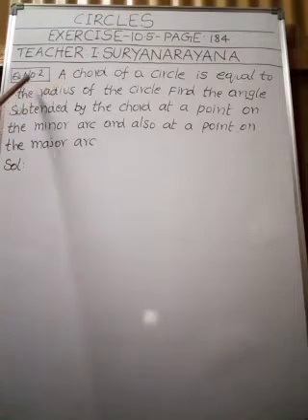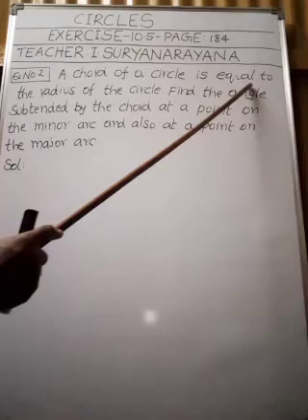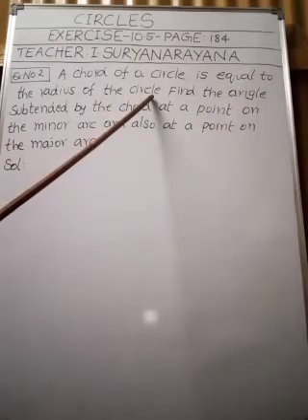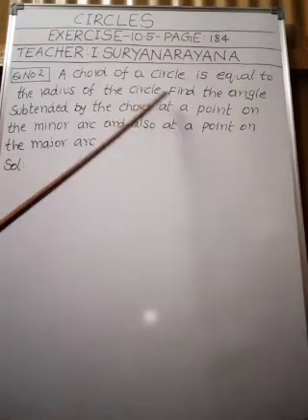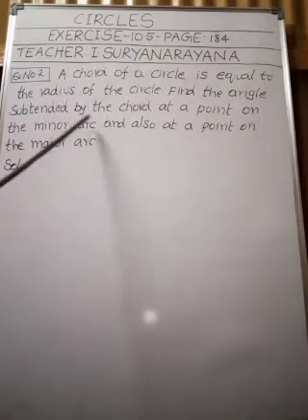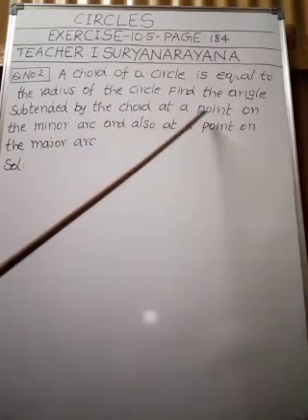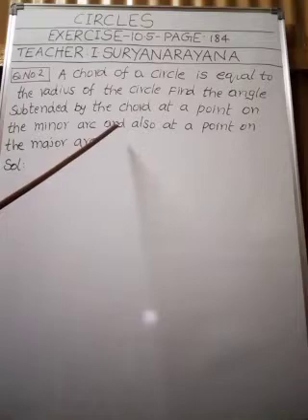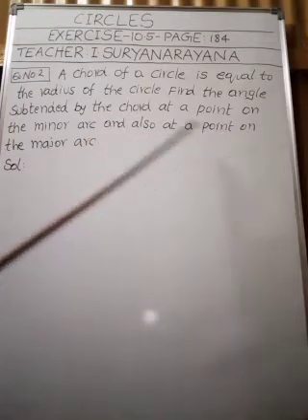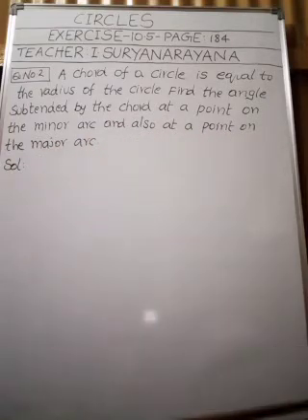Now come to question number 2. Next question. A chord of a circle is equal to the radius of the circle. Okay, my children, understood? Find the angle subtended by the chord at a point on the minor arc and also at a point on the major arc. Understood, my dear children? Understood this question?